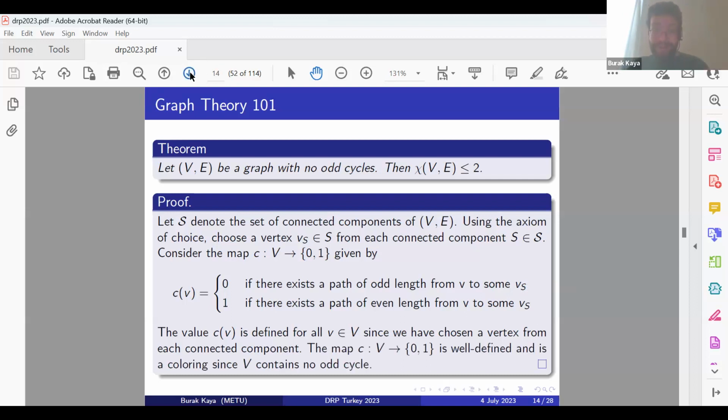And the more important part is that having no odd cycle property guarantees that this is well defined. So you may think that maybe some V is assigned to both 0 and 1. This can't happen. Why? Because if V is assigned to 0 for some VS, that means that from V to VS, there's an even path. But if there's also an odd path, then there's an odd cycle here. So having no odd cycles guarantees that this is well defined. And not only that, it guarantees that this is actually a coloring. So I can just color this with 2 colors. Okay, no odd cycles, 2 colors.